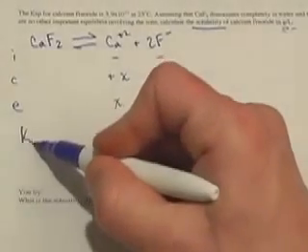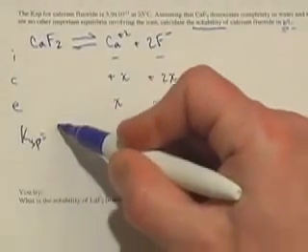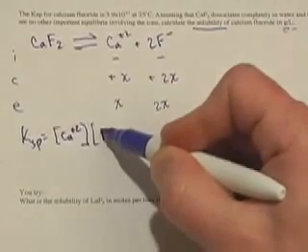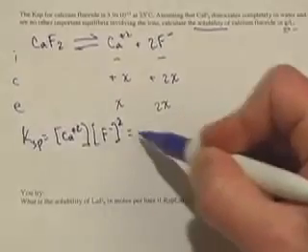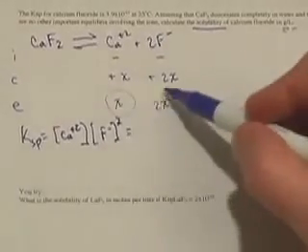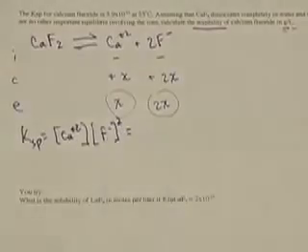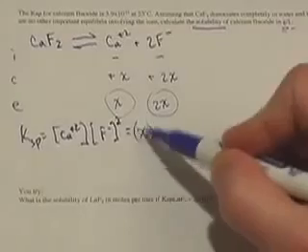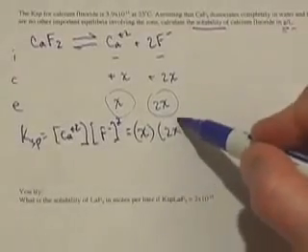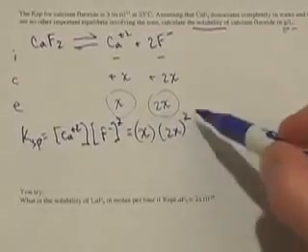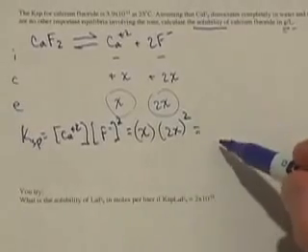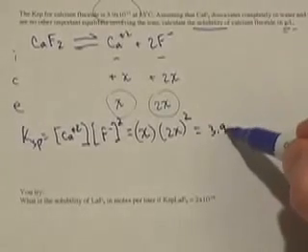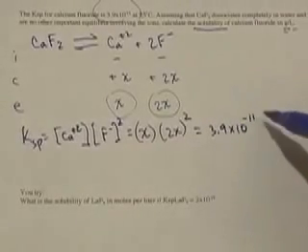Now if I write the Ksp expression for this, I know it'll turn out to be the concentration of calcium 2 plus times the concentration of fluoride ion raised to the second power. And I can take these x's now and put them in for each one of the concentrations. I know that calcium is X and the fluoride ion is 2X, but notice I have to square this as well. And this is going to equal the Ksp, which if I look at it up here is 3.9 times 10 to the negative 11th.